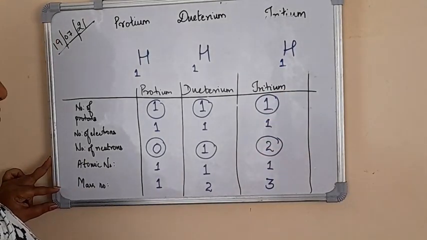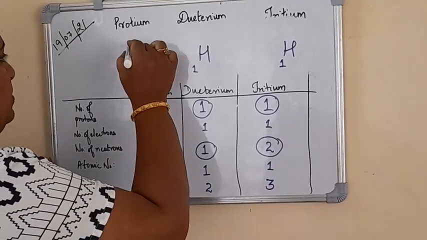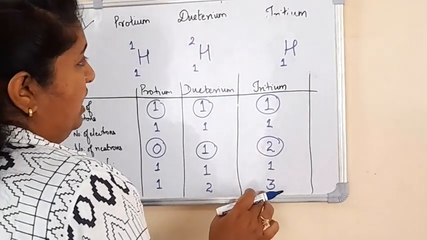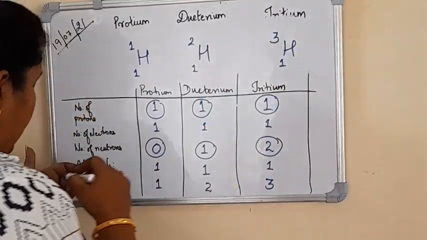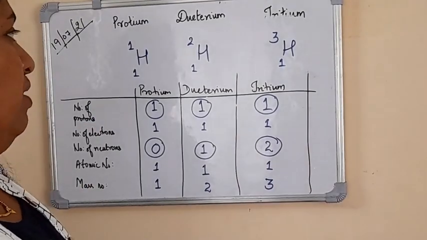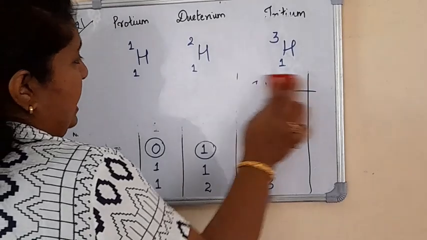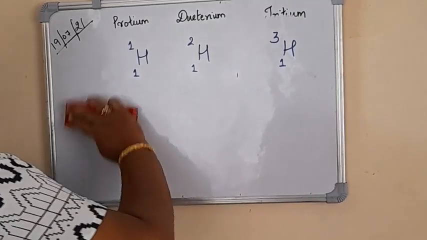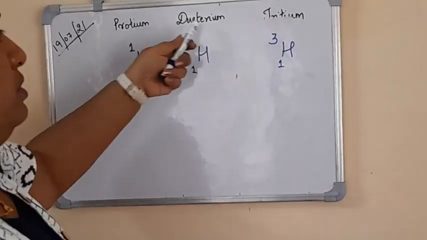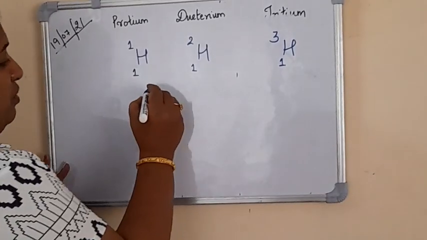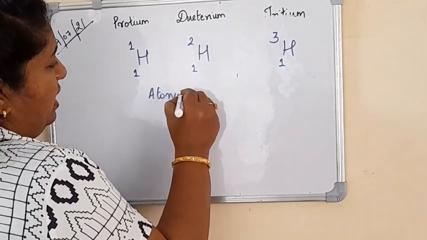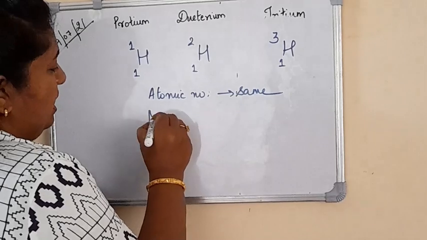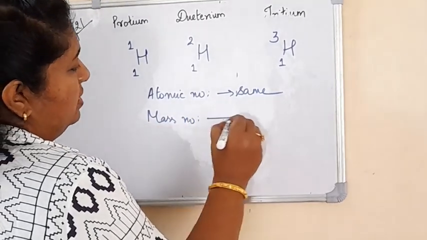Now we are going to write the mass number. In protium, the mass number is 1. In deuterium, the mass number is 2. And in tritium, the mass number is 3. So, after I have written the symbols of these elements, what do you understand from this? From this formula of protium, deuterium and tritium, the atomic number is the same. Okay. But the mass number is different.